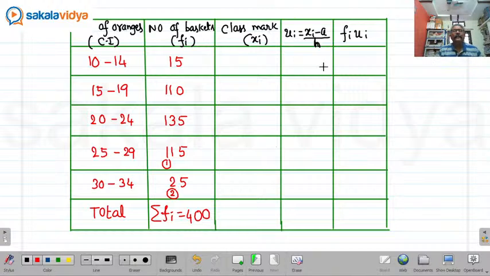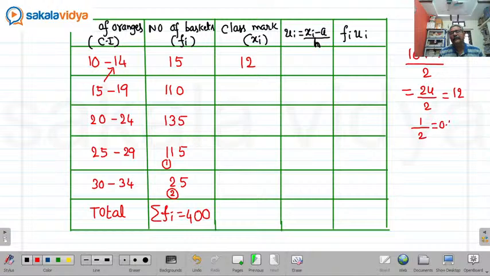Class mark you need to find out. For the first class, 10 plus 14 upon 2, that is 24 by 2, equal to 12. Yes, this one is 12. But for the others we need to find out h. For h, remember one thing: 15 minus 14 is actually 1. 15 minus 14 is 1. You make it half, that is 0.5.